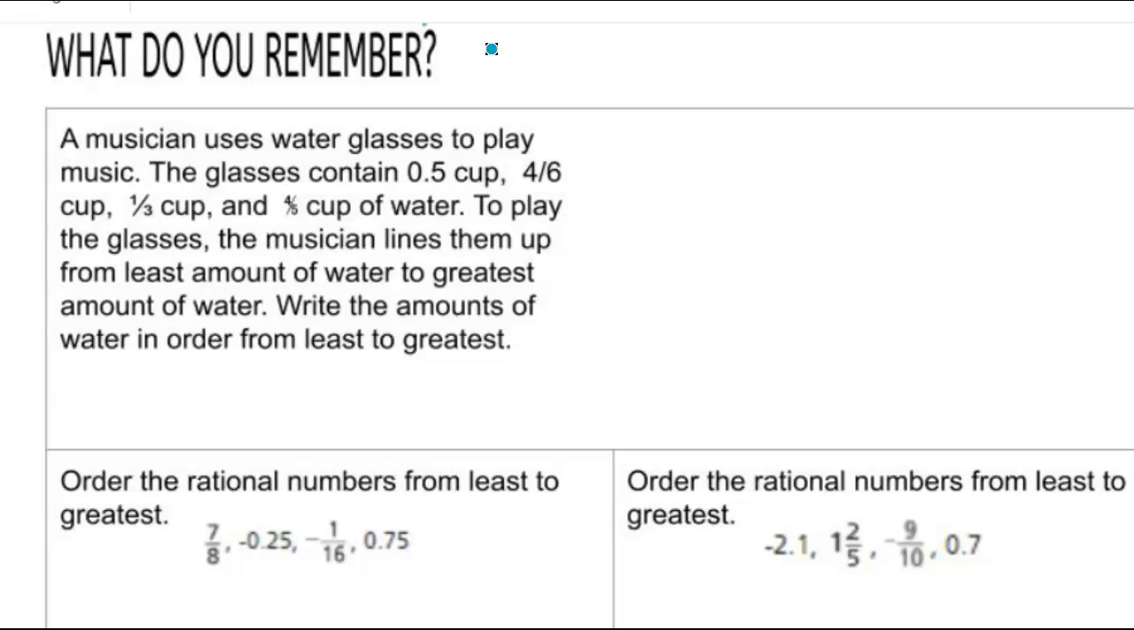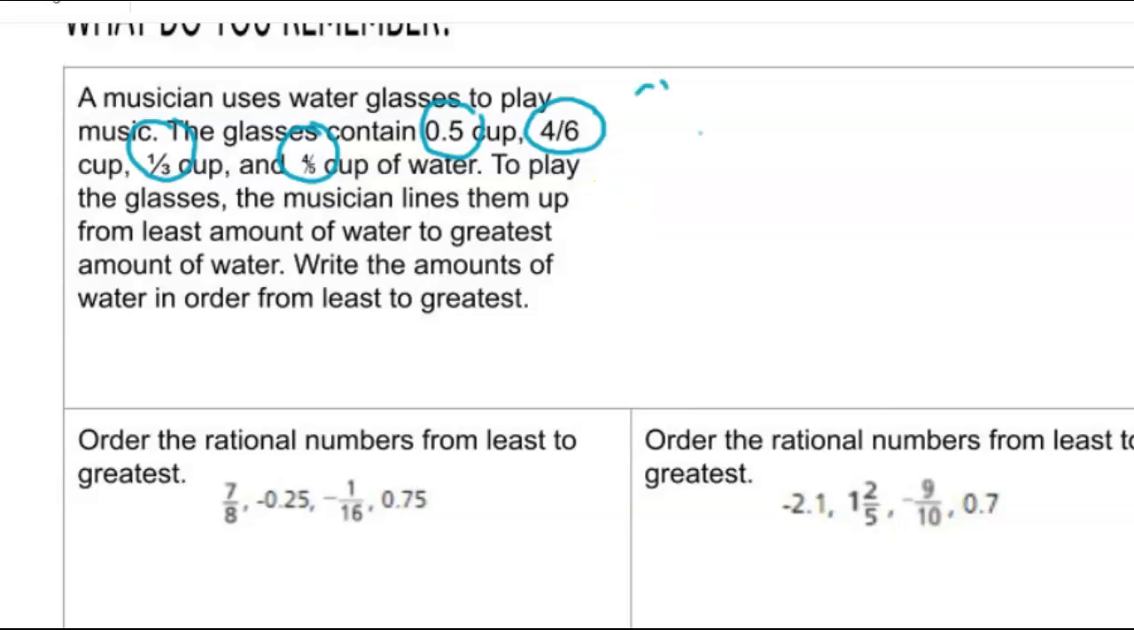We have 0.5, 4/6, 1/3, and 4/5 to play the glasses. The musician lines them up from least to greatest. So we're going to order them from least to greatest as we're writing. Okay, so we have 0.5, we have 4/6, 1/3, and 4/5.